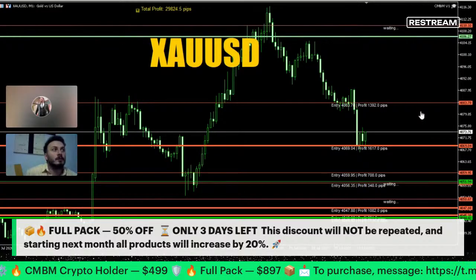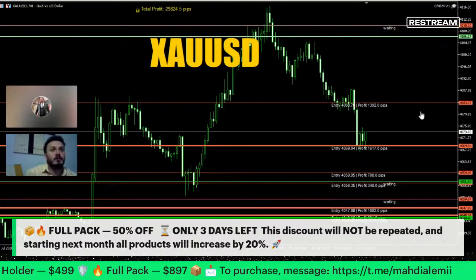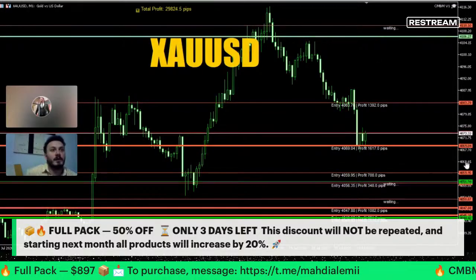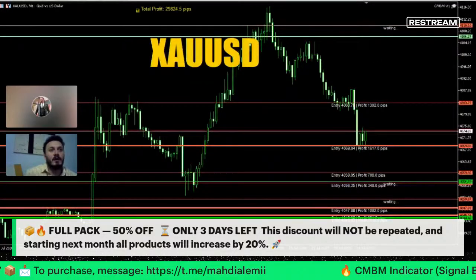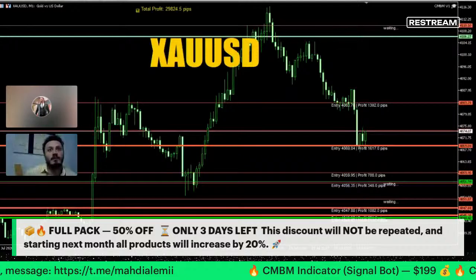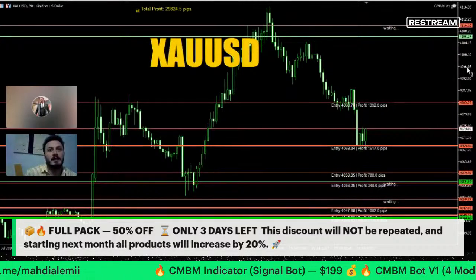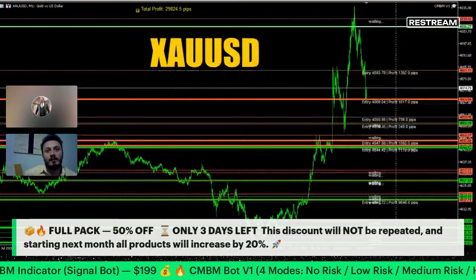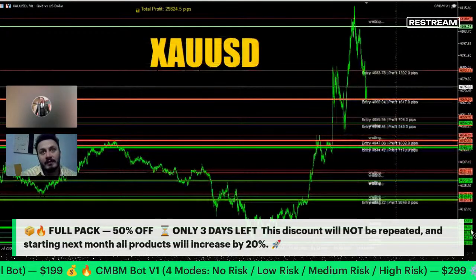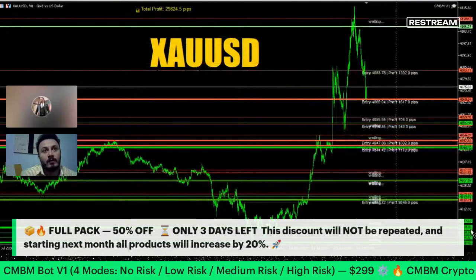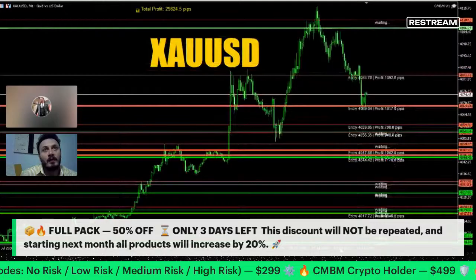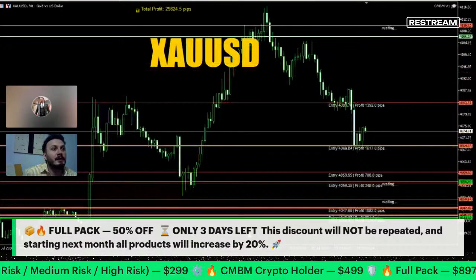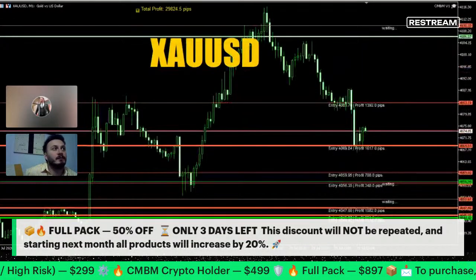Okay. Today was perfect. We have one perfect entry from 41.12 in CMBM Bot V1 in low risk, and we are going to the buy from 4005 on our bot. That was perfect. Yes, yes, Liberty Wolf.